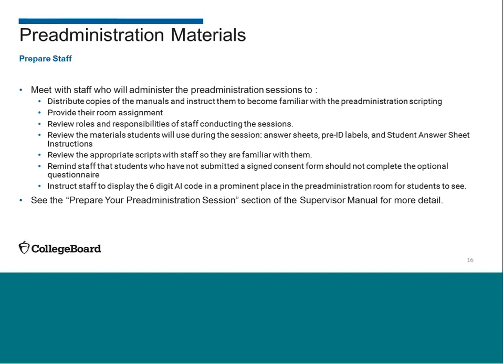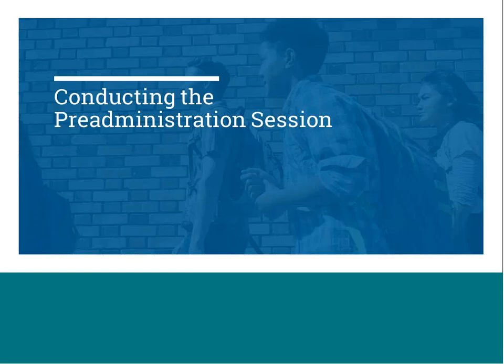You'll want to make sure that your staff also understands that if you have not received a signed consent form at the school, the students should not be allowed to complete the optional questionnaire. And then finally, provide your school's 6-digit AI code to staff so that they can post it for students to use, and they will include that on their answer sheets. There's an entire section in the manuals called Prepare Your Pre-Administration Session that will give you more details.